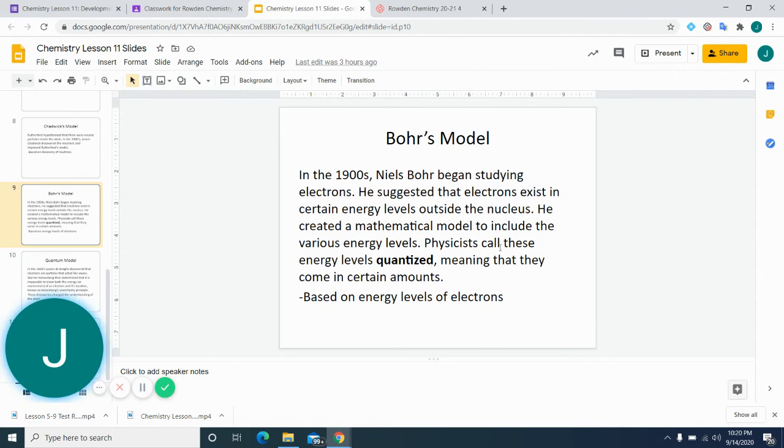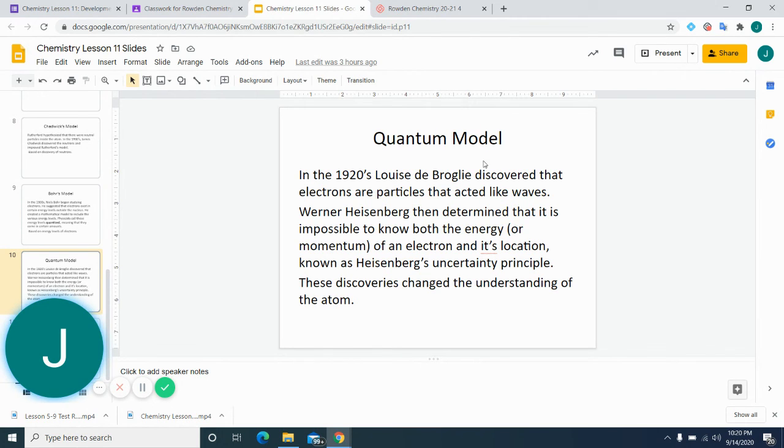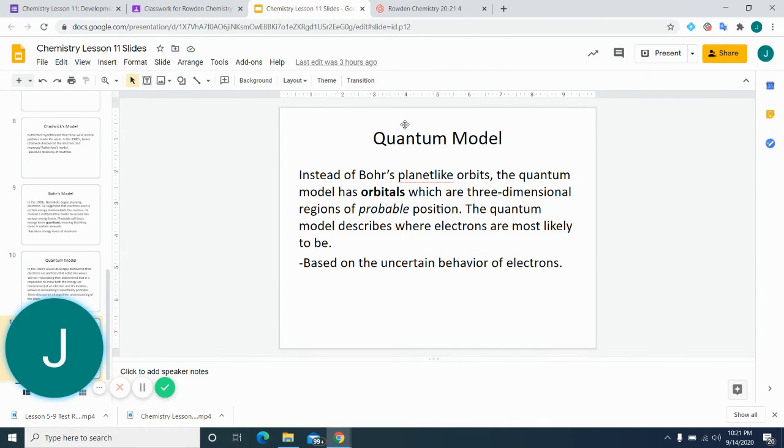The mathematical Bohr's models that have these nice little rings and where each one is supposed to be at, that doesn't quite work when they act like waves and they're super unpredictable. So we had to upgrade to what's called the quantum model, where instead of putting them in these little orbits or these perfect little rings that Bohr had drawn, the quantum model puts them in orbitals, which is a three-dimensional region of probable position. So really, basically, you can say that with de Broglie and Heisenberg, they upgraded the Bohr model to account for the fact that electrons have very uncertain behaviors.